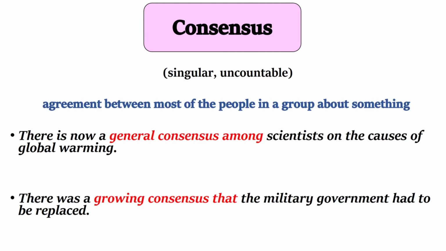The other is consensus. This is a singular and uncountable noun. The meaning is agreement between most of the people in a group about something. Example. There is now a general consensus among scientists on the causes of global warming. There was a growing consensus that the military government had to be replaced.